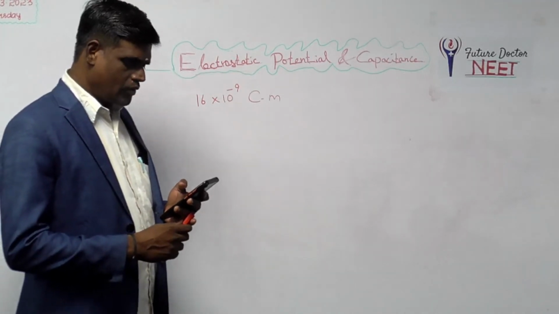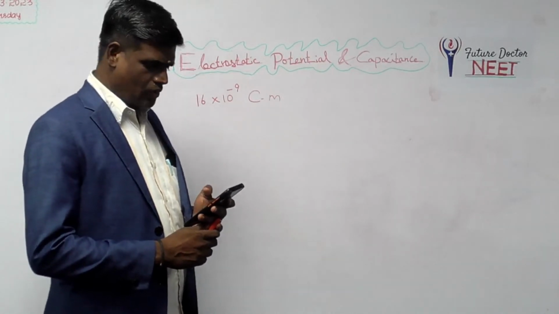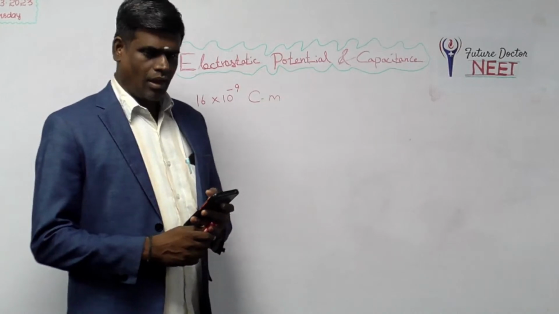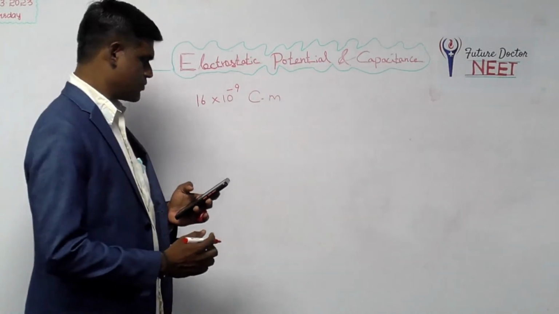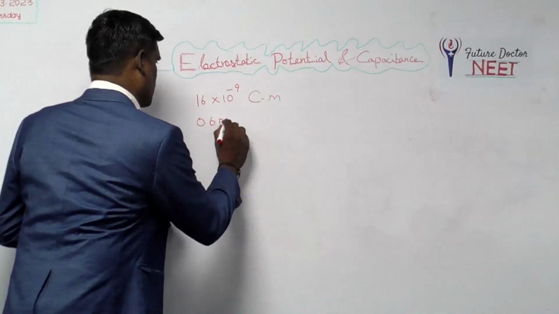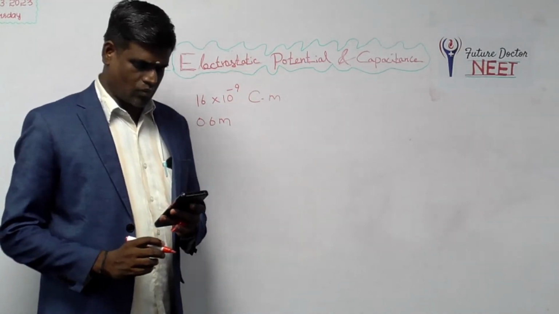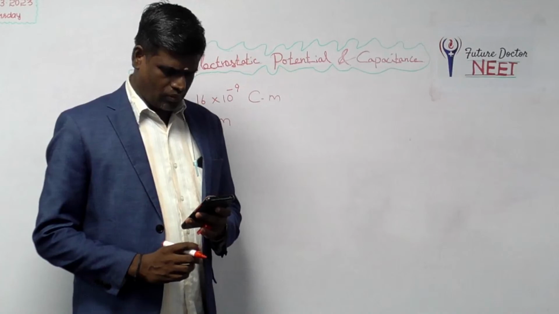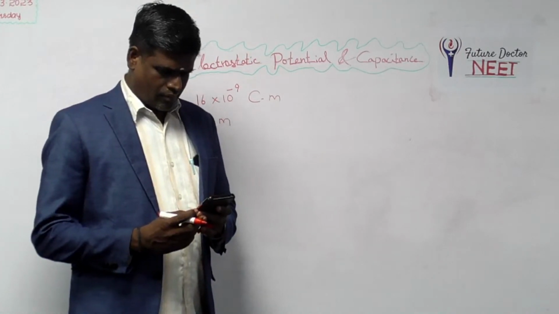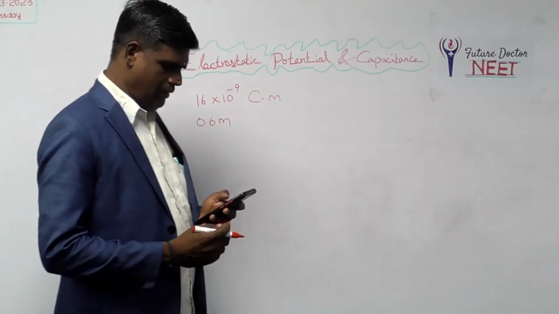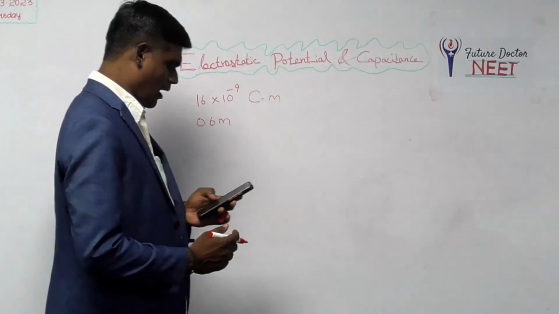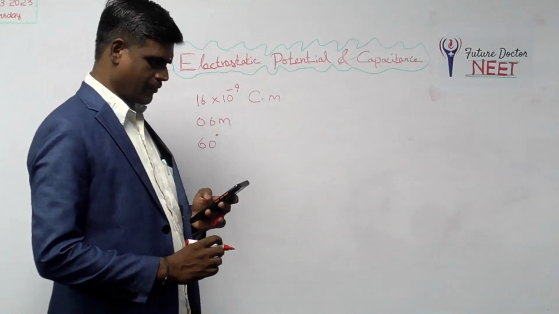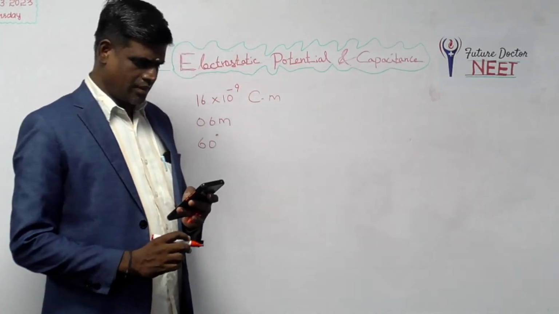The electric potential due to the dipole at a point at a distance of 0.6 meter from the center of the dipole, situated on a line making an angle of 60 degree with the dipole axis, is dash.